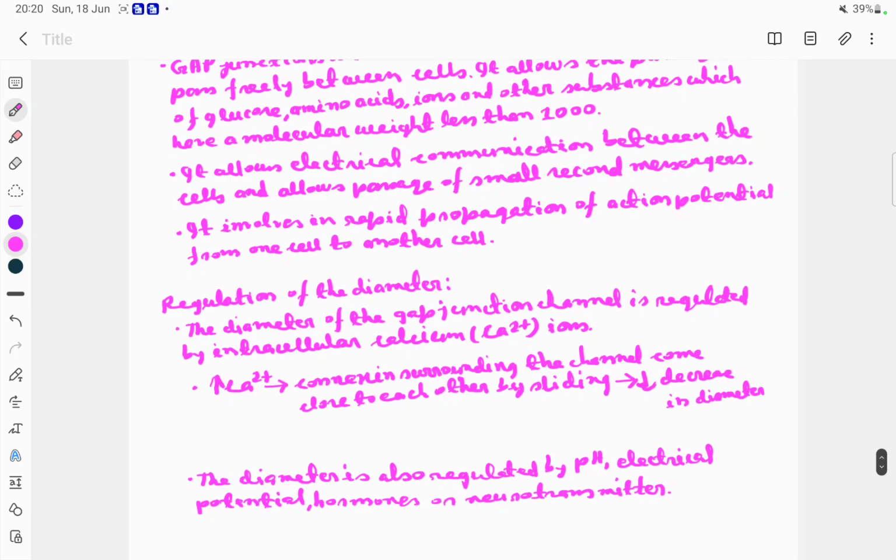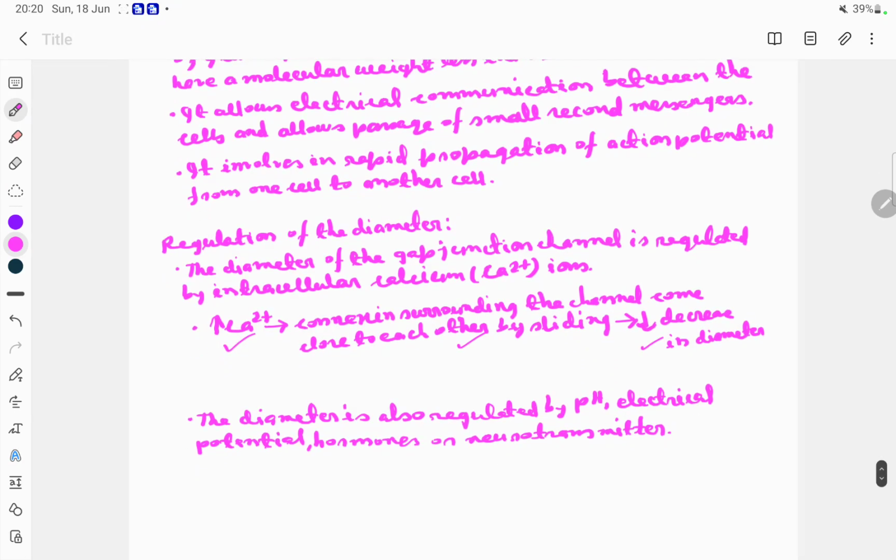Now, the regulation of the diameter of the gap junction. The diameter of the gap junction channel is regulated by intracellular calcium, Ca2+ ions. So, an increase in Ca2+ ions affects the connexins surrounding the channel. Each channel is surrounded by 6 connexins which make a connexon. The connexins surrounding the channel come close to each other by sliding, which causes a decrease in the diameter of the gap junction. The diameter is also regulated by pH, electrical potential, hormones or neurotransmitters.